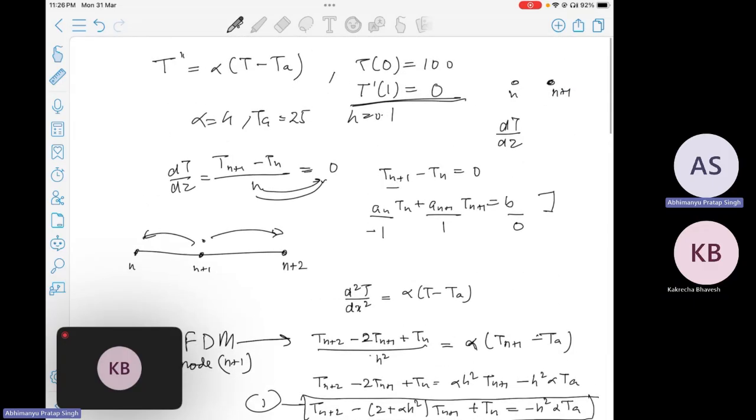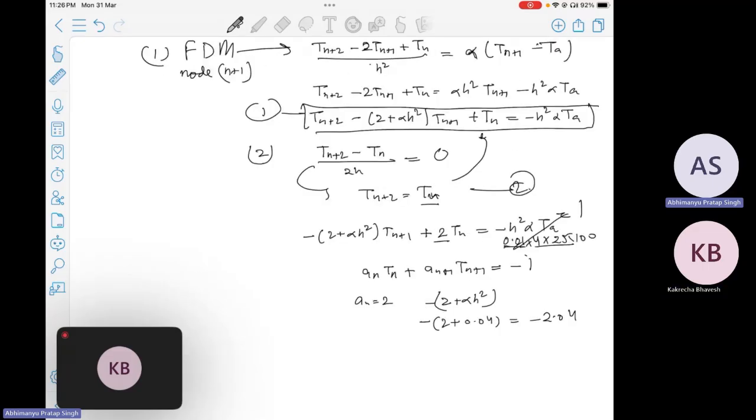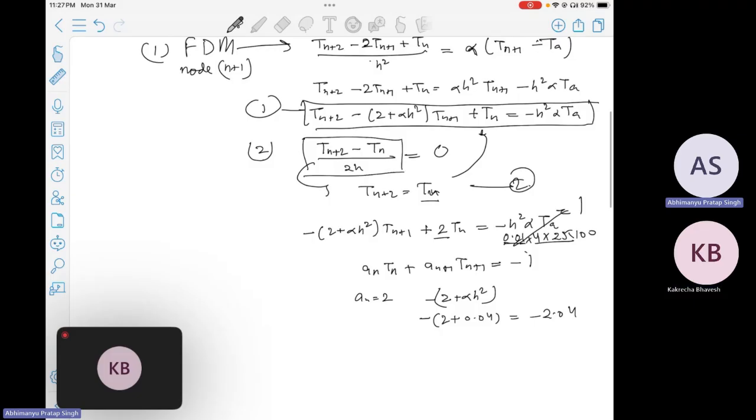Then the question gives us that we have a Neumann boundary condition at T1. So we write that boundary condition using the central difference formula for node n plus 1. So this is the equation for that at node n plus 1. From this we get Tn plus 2 is equal to Tn, and we put that back in this equation and get an equation in this term, and then we simplify this to get the result. Now it is clear.